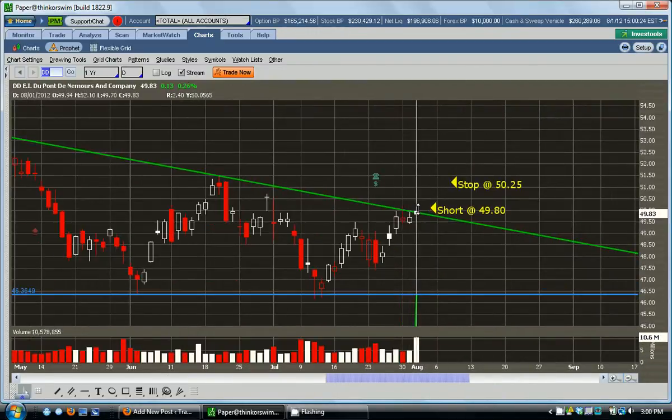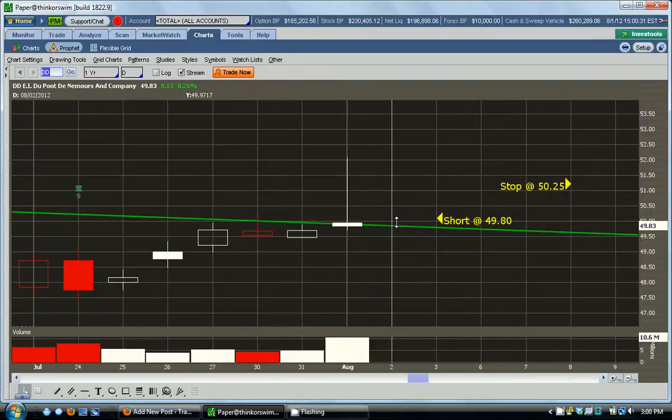I can't believe I got caught up in it, but now after seeing what has happened, it looks like a good bearish setup. All right, thanks for watching.